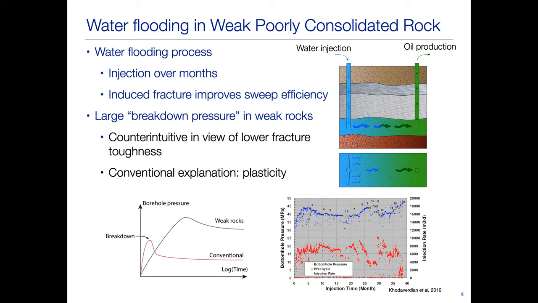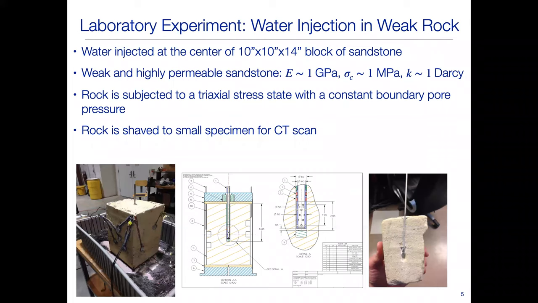And the conventional explanation has been to invoke plasticity. You know also that any field data is always ambiguous, because we can very rarely do a control experiment. But we can also do experiments in the lab, and those experiments were done by Atlantic, very sophisticated experiments that involve injecting water at the center of a block of very weak sandstone and subjecting the rock at the same time to a triaxial shear stress.